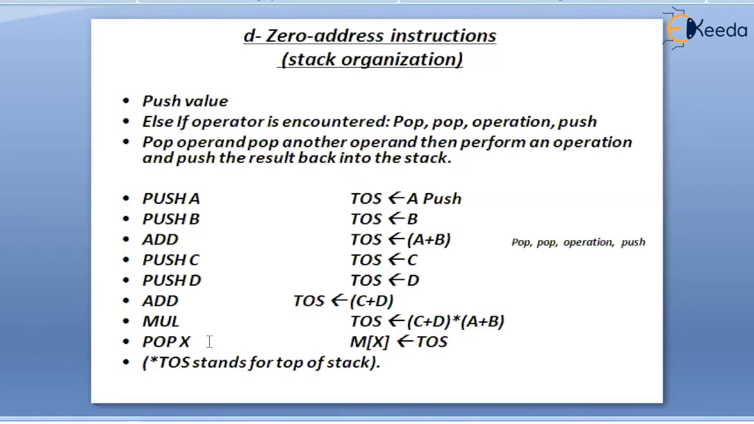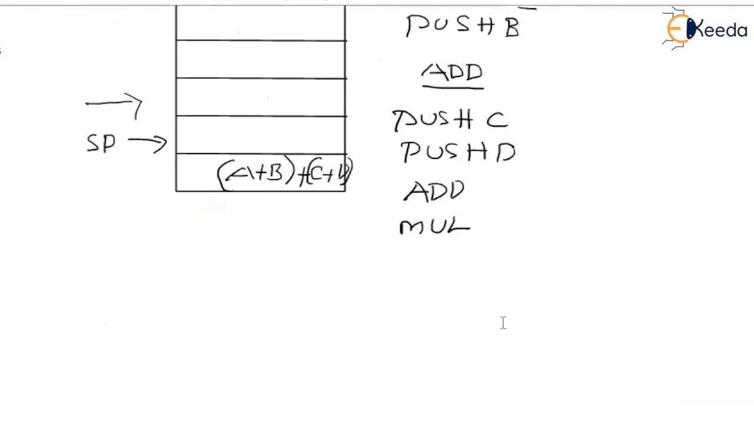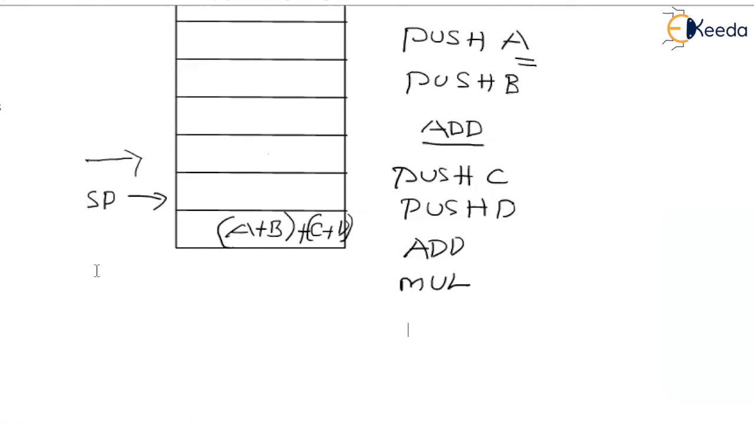Now, the contents need to be transferred to X, right? That instruction we forgot to add here. Now the stack has A plus B into C plus D. This is into, right? I need to say this is into. Now this product must be transferred to X. For that, I need to say pop X. The element will be popped out and will get transferred to X.